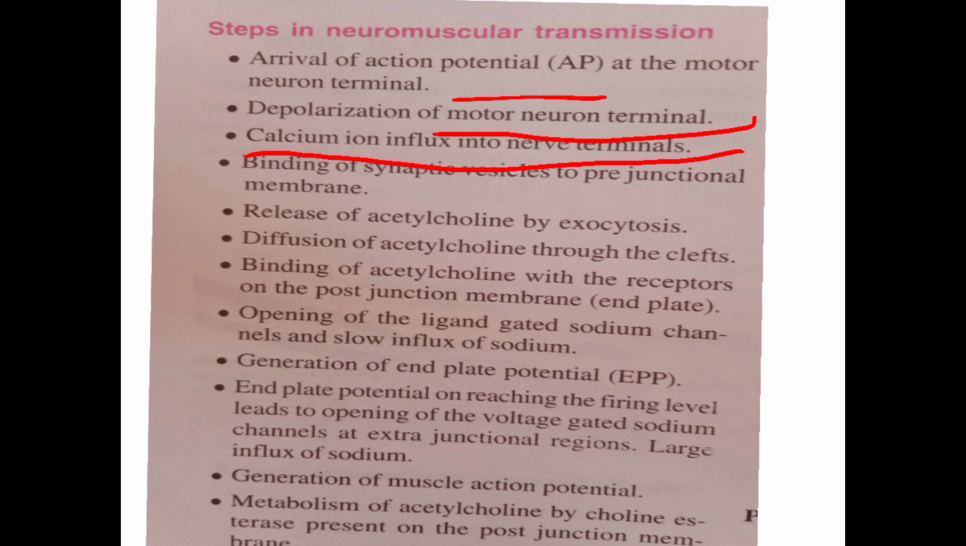So whenever the calcium influx is taking place, the binding of synaptic vesicles to the prejunctional membrane is taking place. The synaptic vesicles mainly contain acetylcholine as a neurotransmitter, which is released by exocytosis. This acetylcholine passes through the synaptic cleft and binds to the receptors present over the postjunctional membrane, or postsynaptic membrane, that is on the muscle part.